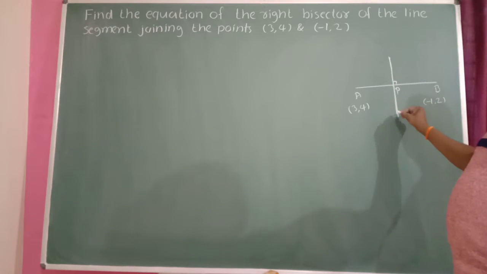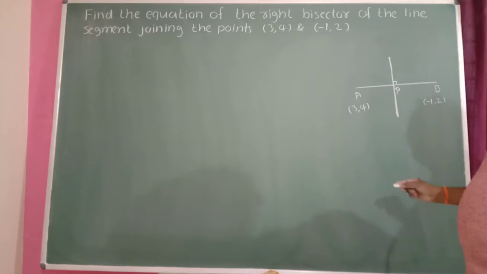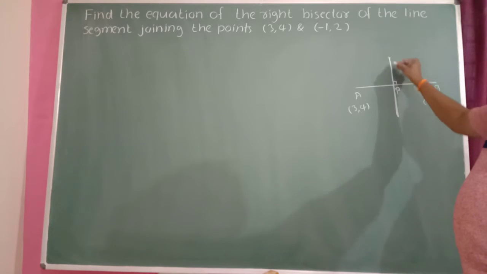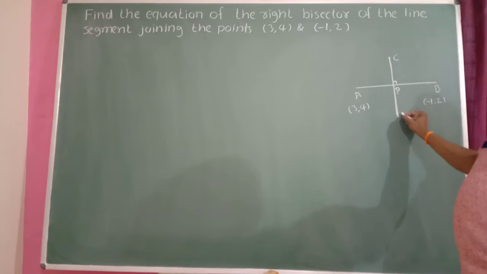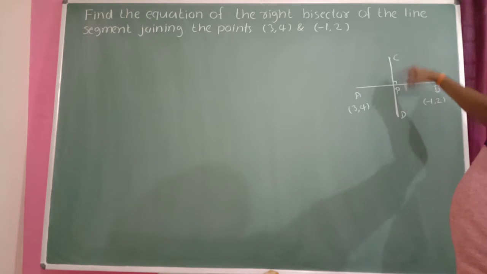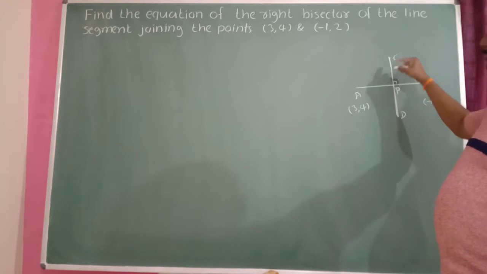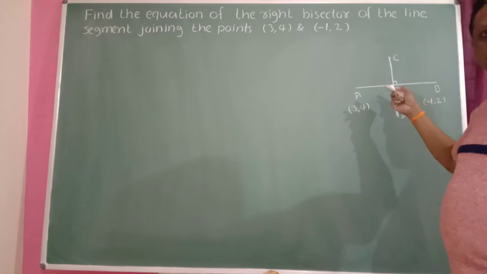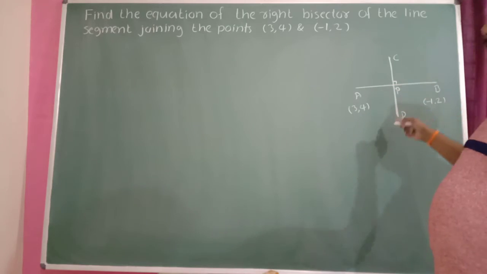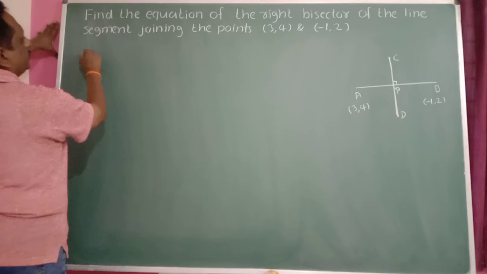First you find the coordinates of the point P using the midpoint formula, and also find the slope of this line. Consider this line as CD. This is the right bisector. CD is the right bisector. First you find the slope of AB, then you can write the slope of CD. Since you know a point and the slope, you can use the point-slope form to find the equation of the right bisector.